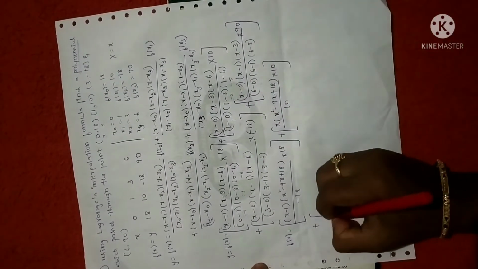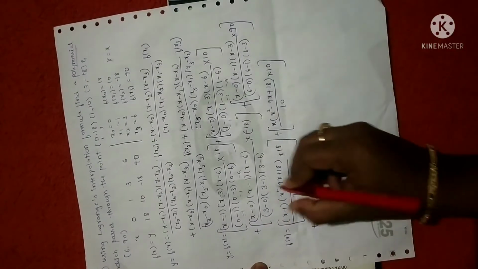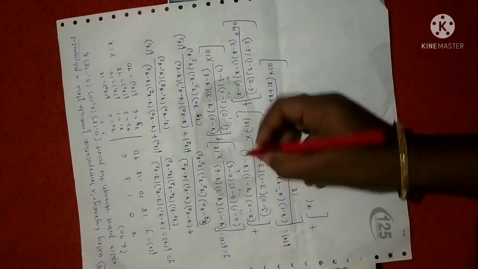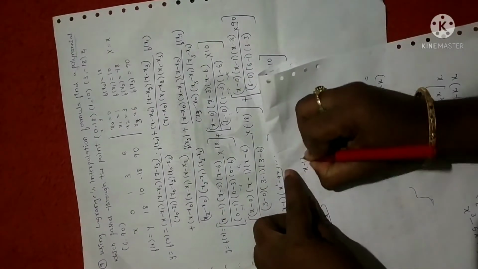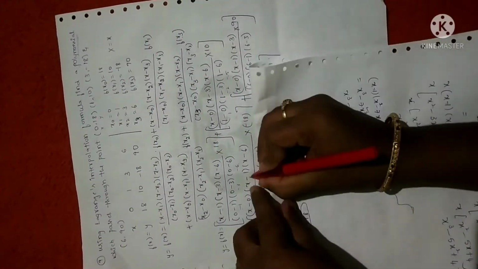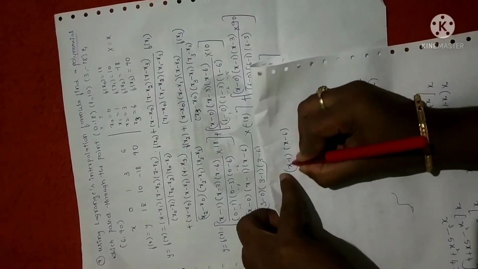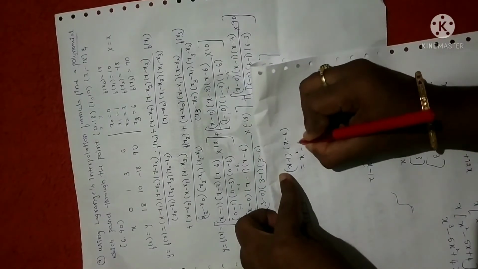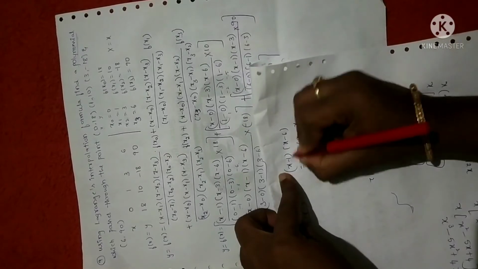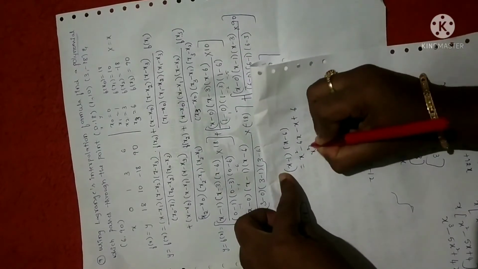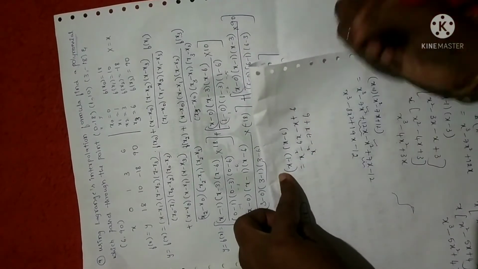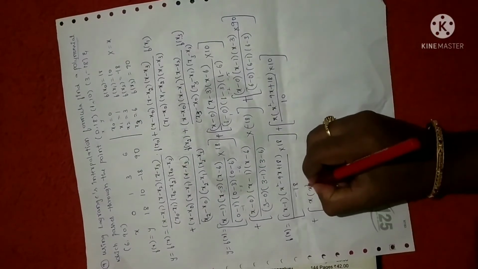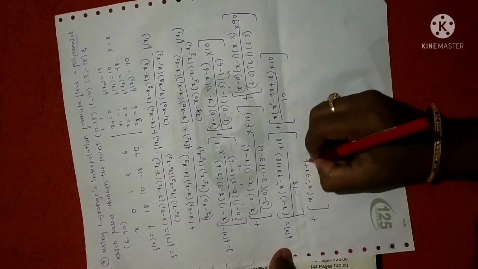Next, third term: x minus 0 is x only. So x minus 1 into x minus 6 you will get. Let me multiply these two terms, x minus 1 into x minus 6. So you will get x into x, x square, minus x into 6 is 6x, minus x, minus into minus is plus 6. So you will get x square minus 7x plus 6. I'll just write here x square minus 7x plus 6.